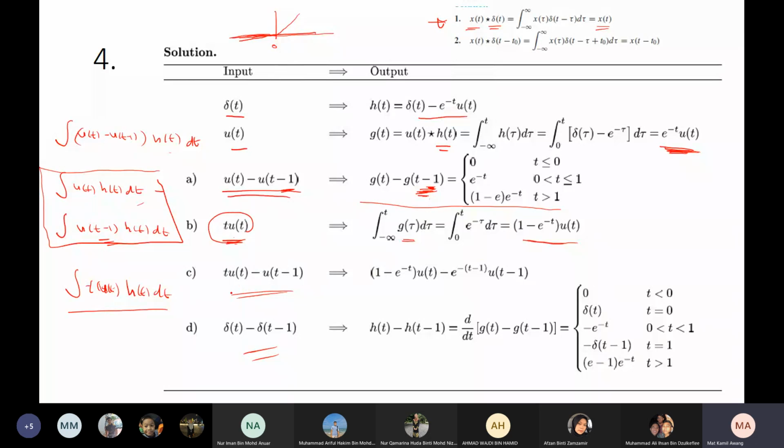And C, you take this and convolve with this, and you get this is the answer. Okay? And D is this, the input, convolved with h. Okay? You get this answer. So you need to try on your own, right? So that you understand.